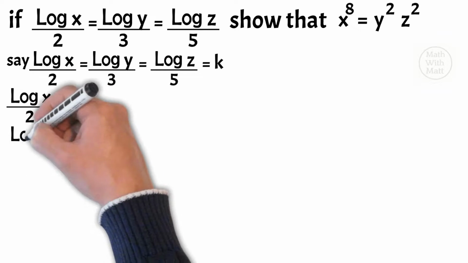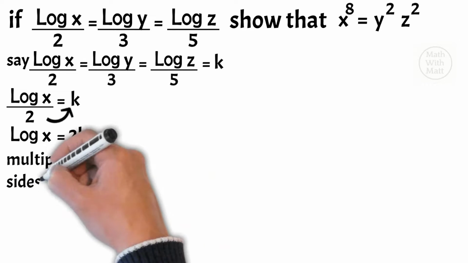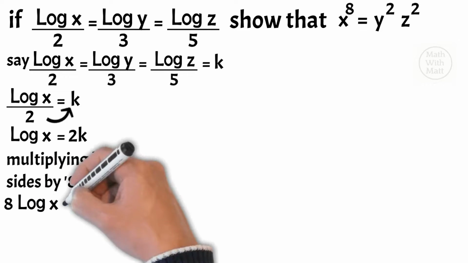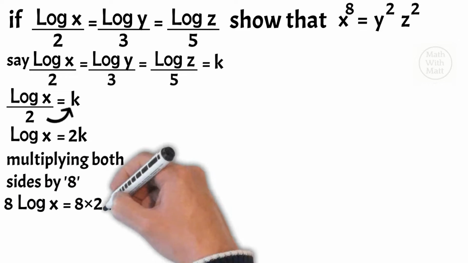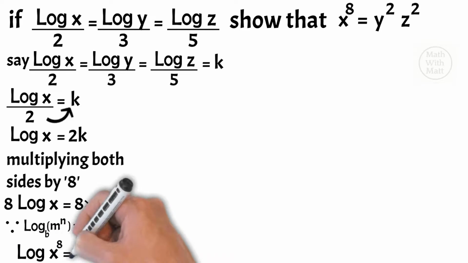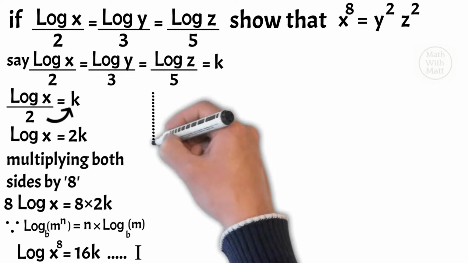We take 2 alongside the k, making it 2k. Now we multiply both sides with 8, because reflecting back on the question, we see we need x to power 8. And we use log of power rule to get log of x to power 8 equals 16k. We will mark this as equation number 1.